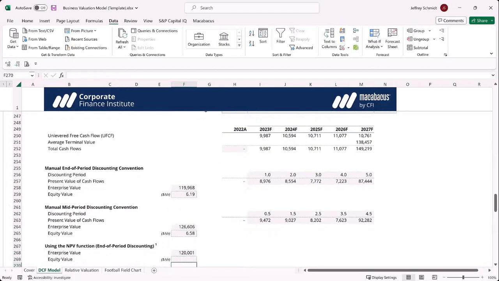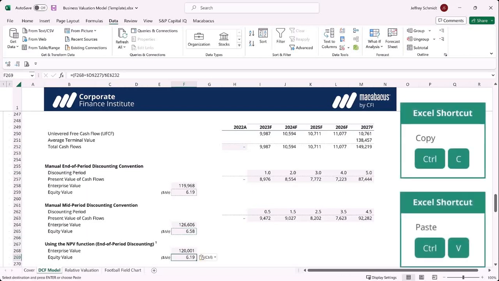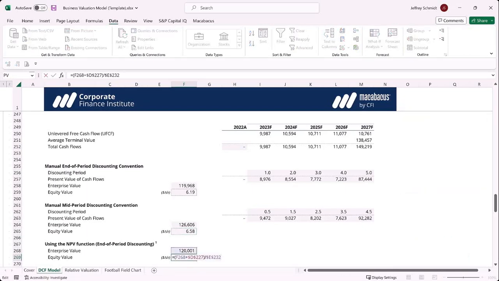Press enter. And again, you can see that the NPV function using end of period discounting is very close to the manual end of period discounting convention. Once again, to get equity value per share, we can simply copy the formula again. Net debt's anchored, shares outstanding are anchored, and we get $6.19.